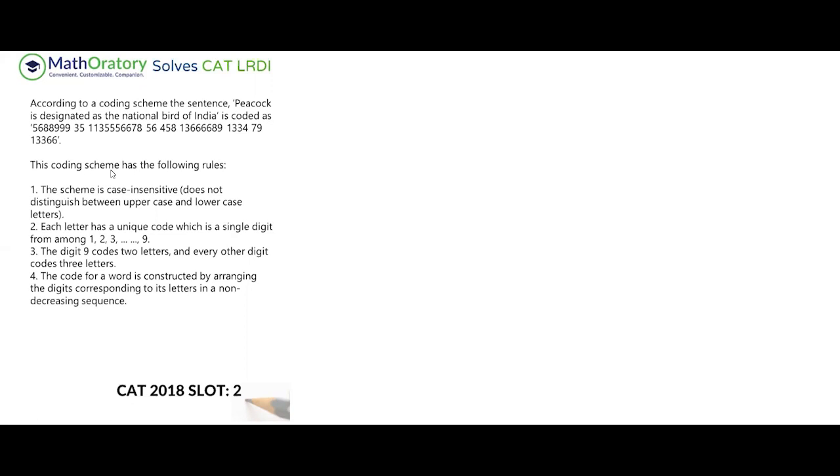Now, the third point is the most important one. The third point tells us that digit 9 codes 2 letters. So, as I was saying earlier, there will be multiple letters with the same digit as the code. Digit 9 codes 2 letters and every other digit codes 3 letters. This should be mathematically justifiable. Apart from 9, you have 8 other digits allowed, 1 to 8. 0 is not an option. So every other digit is the code for three different letters, right?